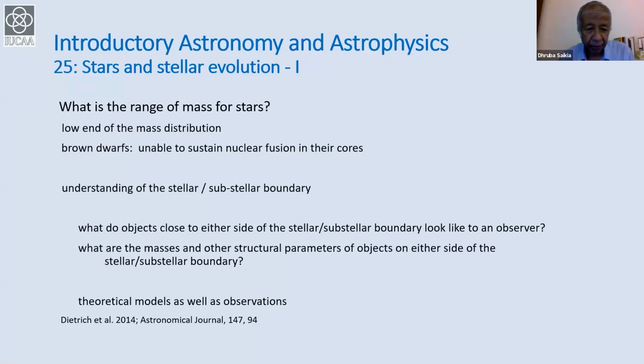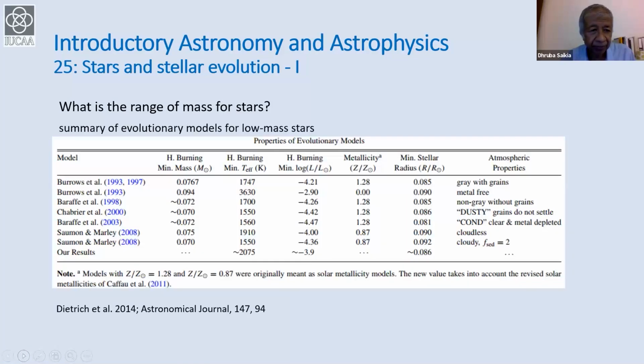What do objects close to either side of the stellar-substellar boundary look like to an observer? What are the masses and other structural parameters of objects on either side of the stellar-substellar boundary? And how are they related? How are the different parameters related? So you need both theoretical models as well as observations to try and sort it out, and then hold your heart to your hand and say, I do believe this to be a low mass star, or I believe this to be a brown dwarf or a substellar object.